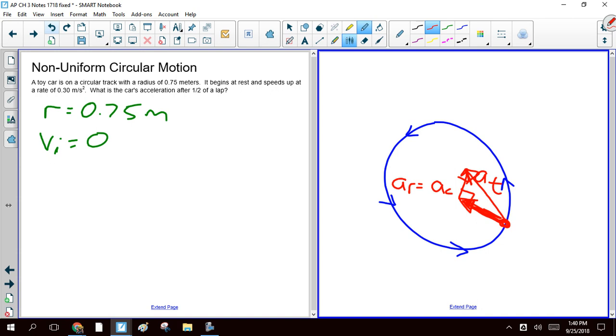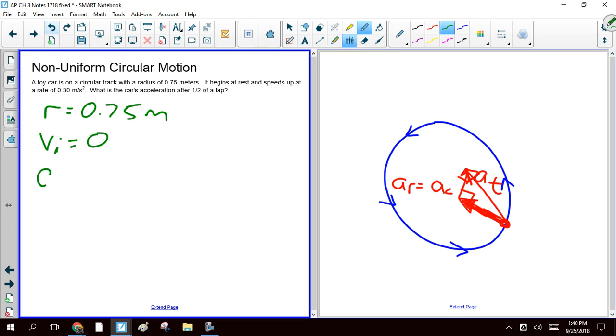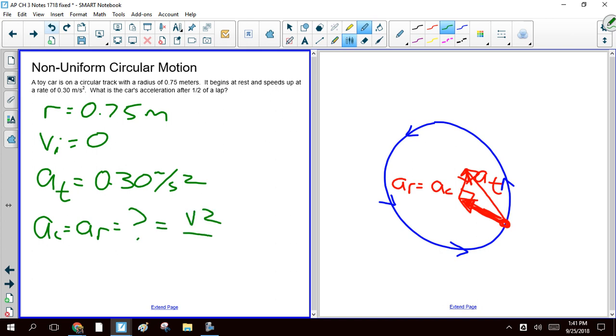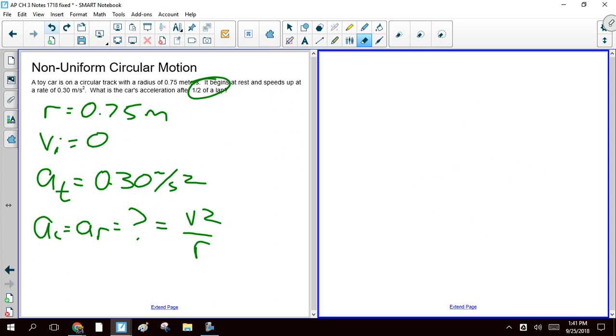So, let's see. We want to figure out what the acceleration is after half of a lap. Well, we know our tangential acceleration. The rate at which our car is gaining speed is 0.30 meters per second squared. So now what I need to do is find my centripetal, also known as radial acceleration. So I can solve this. Oh, well, that's v squared over r. So what I need to do is figure out what the velocity is after half of a lap.